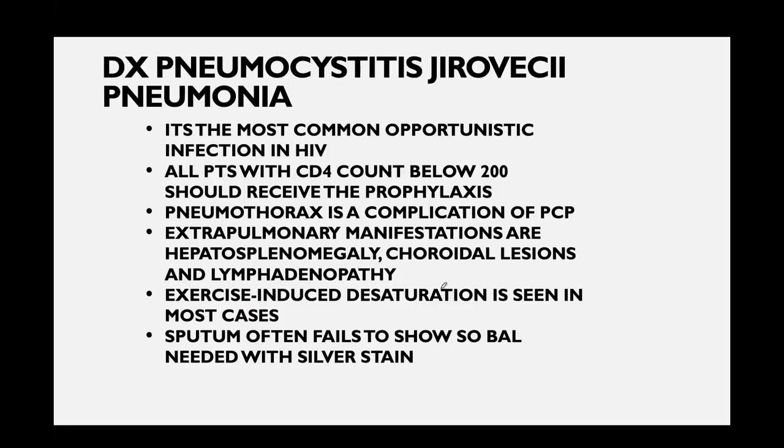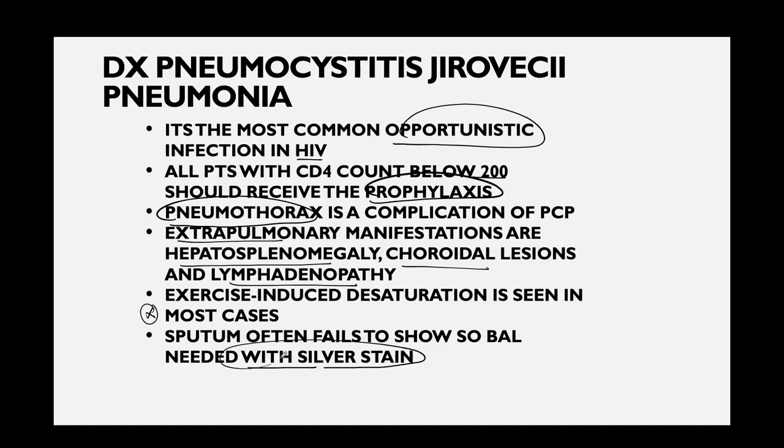Any idea? This is your good old Pneumocystis jirovecii pneumonia. It's the most common opportunistic infection in HIV. All patients with CD4 count below 200 should receive the prophylaxis. The most common and the feared complication is pneumothorax. Extrapulmonary manifestations are your hepatosplenomegaly, choroidal lesions, and lymphadenopathy. Classically, you will find exercise-induced desaturations in most patients. Sputum often fails to show it, so you need to stain it with silver stain.